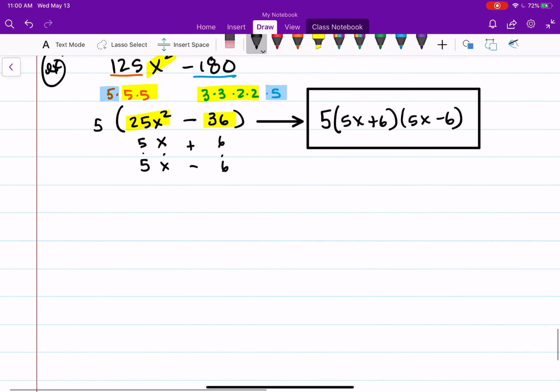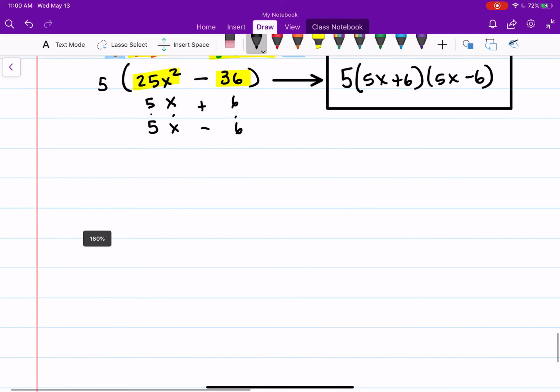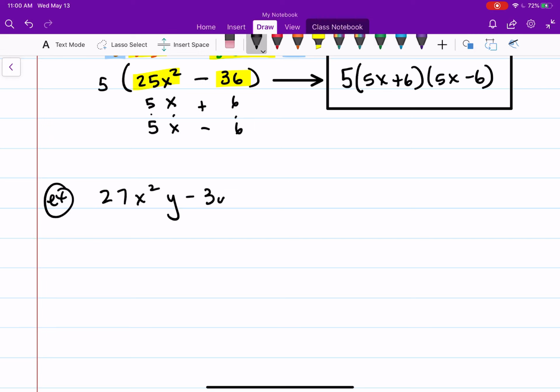Let me see what else. Oh, I know I should do this one too. All right, so another example. I got 2 more examples and we'll call it a day. So 27x squared y minus 3y. Okay?